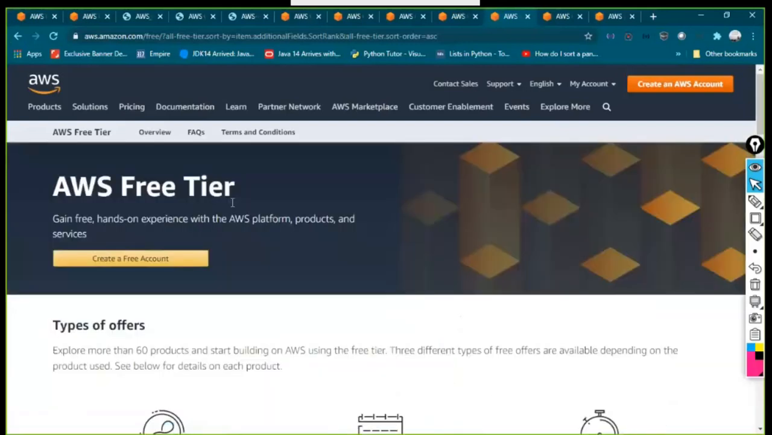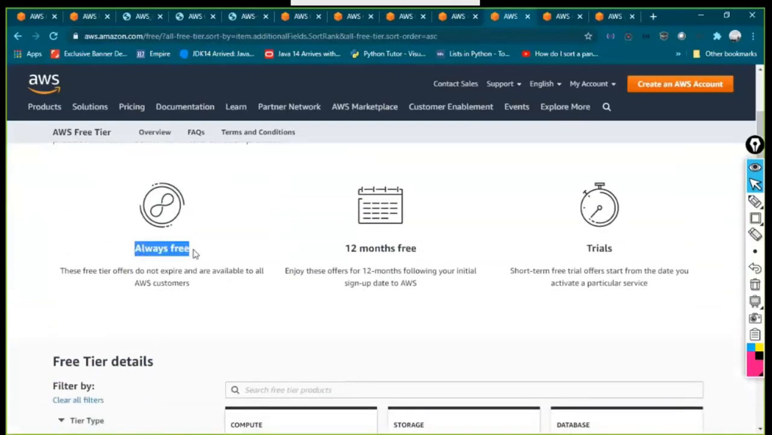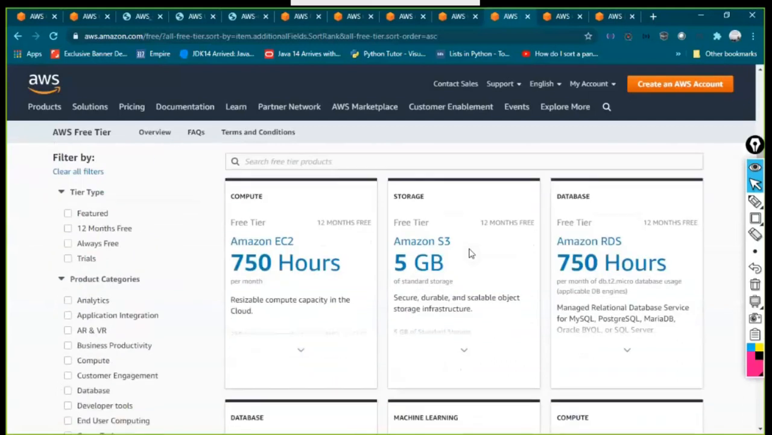So here I am. You can see this is the free tier page. Go and read it before you create a free account. AWS free tier is there. There are a few services which are always free, services which are 12 months free, and services which are trial based, only for a short period. They give all the legends of information which you can look at and work around.